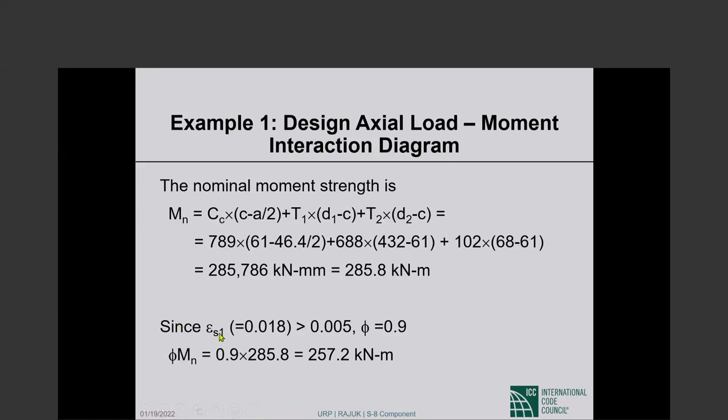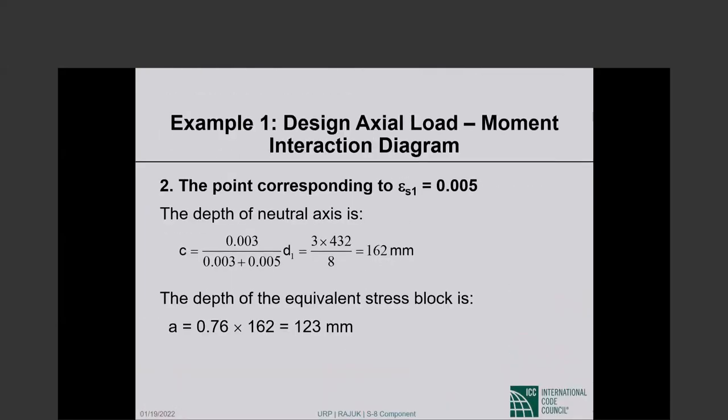Epsilon sub s1, the extreme tension fiber strain, is 0.018 calculated value, that being larger than 0.005, we have a phi of 0.9. It's a tension control section, phi of 0.9. So phi times M sub n, which is what we are after, is 257.2 kilonewton meters. No axial force to go with it. So that is part 1 of what we had to do.